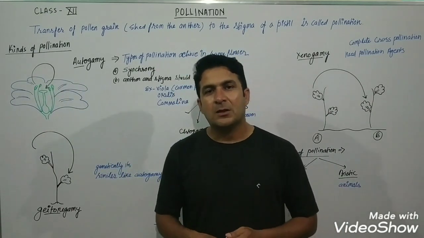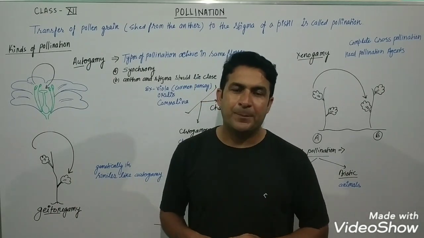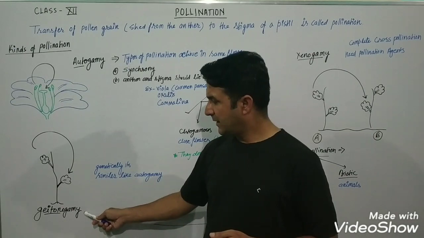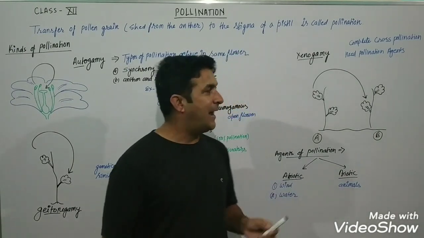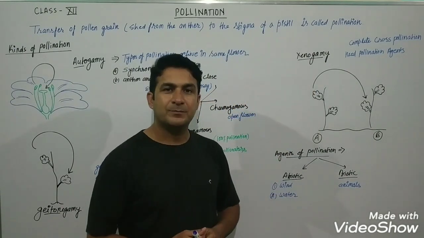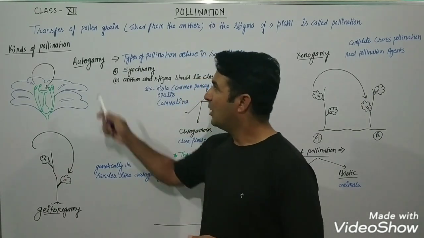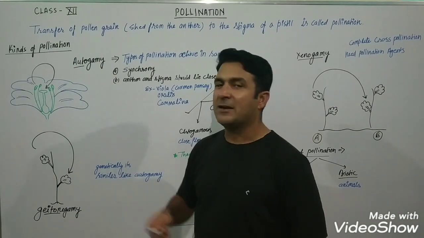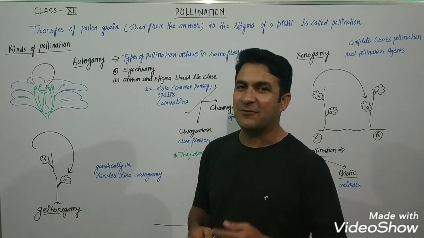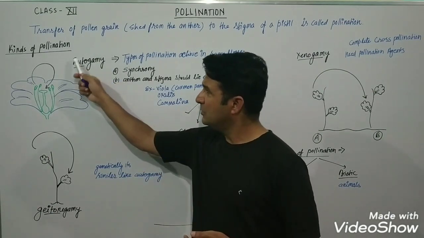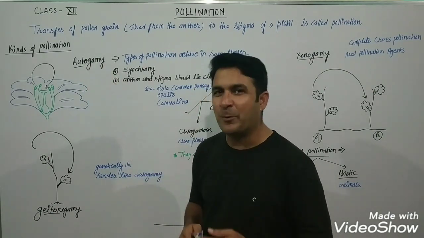As you know, pollination is of three types. Three kinds are there: autogamy, geitonogamy, and xenogamy. Right? Let's start with autogamy. As you can see here, auto means self. Gamy means pollination. So the meaning of it is self-pollination.